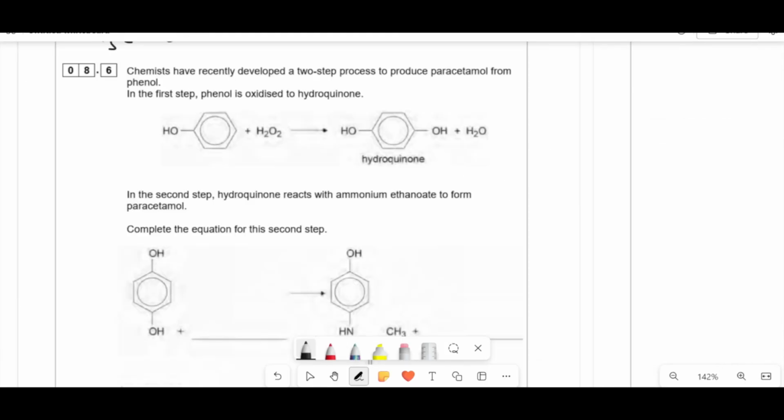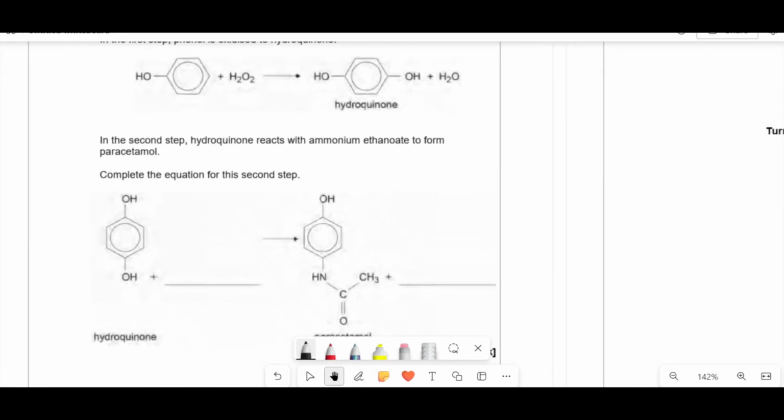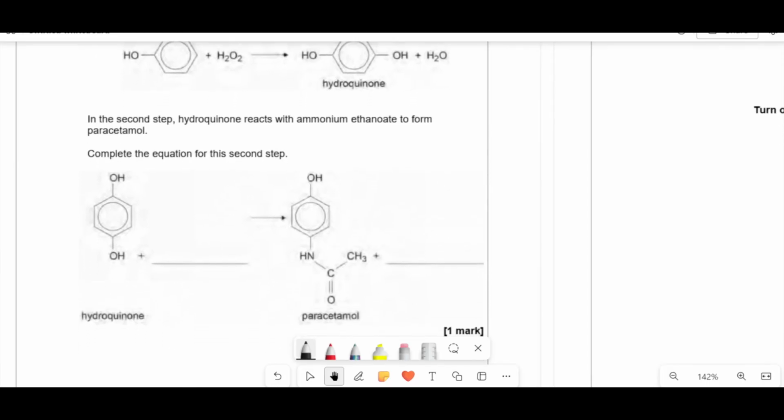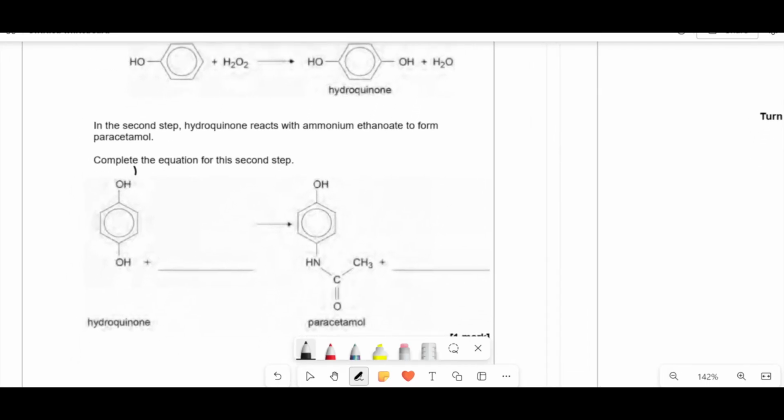Chemists have recently developed a 2-step process to produce paracetamol from phenol. In the first step, the phenol is oxidized to hydroquinone like this. In the second step, hydroquinone reacts with ammonium ethanoate to form paracetamol. Complete the equation for this second step. So if we have a look at what's going on here, we have an OH and an OH, and for some reason this has now gone into this and some other stuff here.